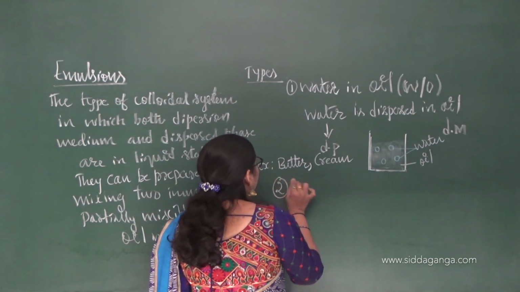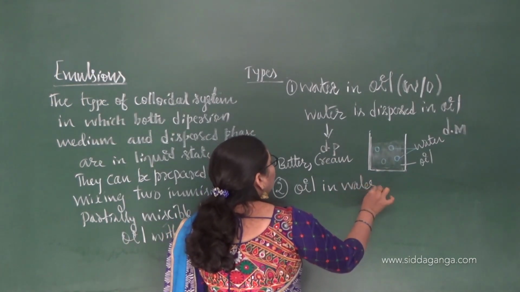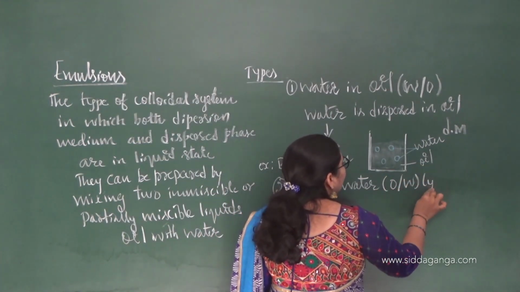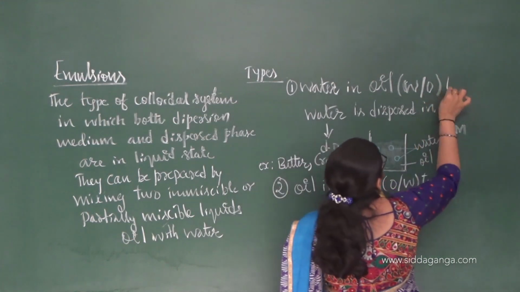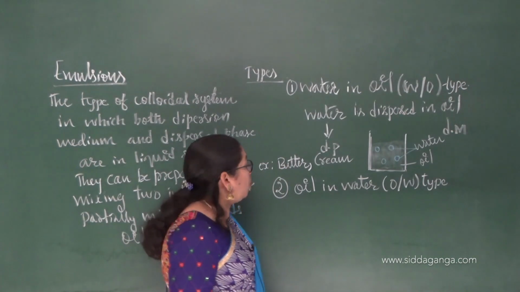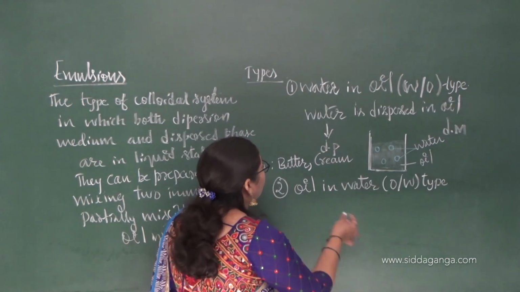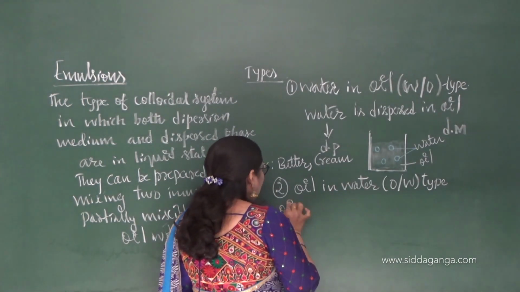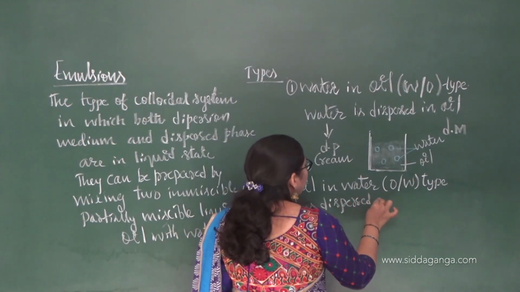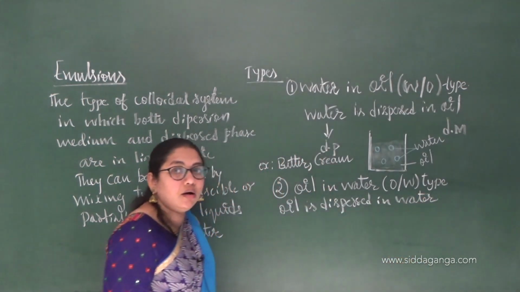The second type is oil in water. How can you represent this one? Oil in water type, I can write here. This is water in oil type, like that. So you can easily say now, oil in water type means oil is dispersed in water.